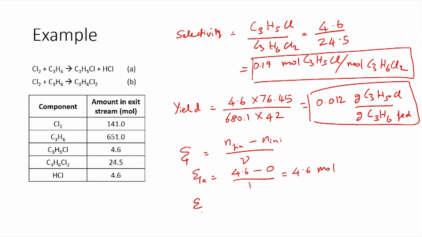Similarly, we can calculate the extent of reaction for the second reaction using a component which is unique to the second reaction, which is C3H6Cl2. So, that would be 24.5 minus 0 divided by 1, giving you 24.5 moles. So, these values have been calculated, and hopefully you have now understood how to use these formulae for calculating the terminologies. Now, with the understanding of these terminologies, we will move on to performing material balances on processes with reactions.